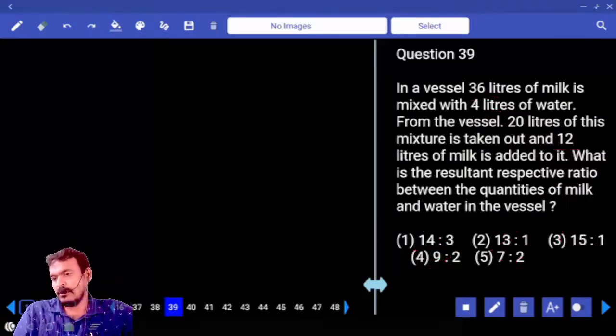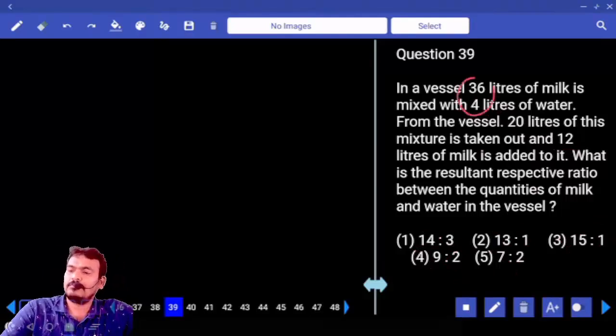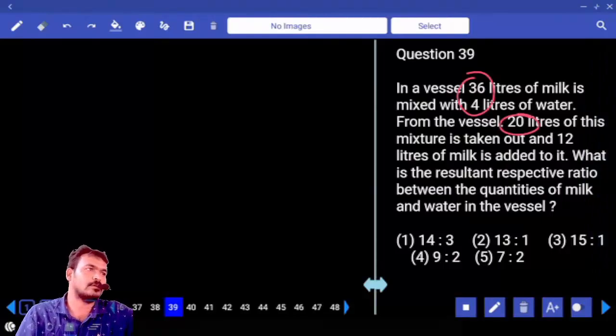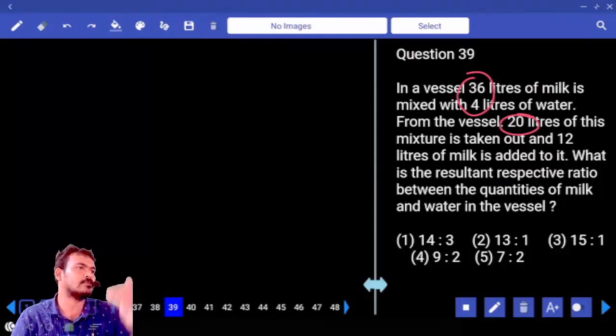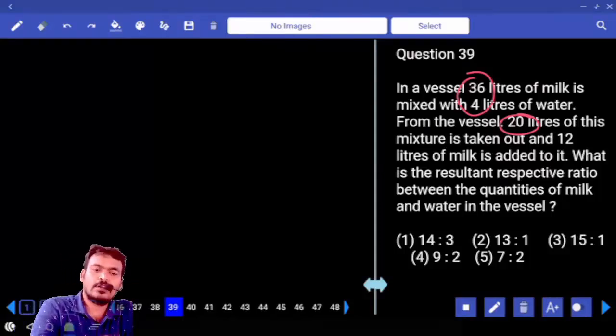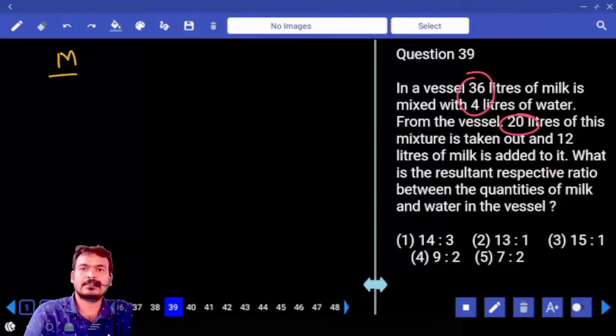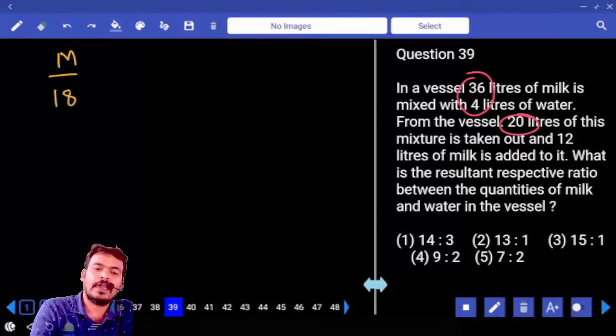Or, what is the initial mixture? 40. In that how many liters are taken? 20 liters. Means almost half quantity are removed or not? Half quantity are removed. Means mixture is half removed, means milk also half, water also half removed or not? What is the initial milk? 36. Half removed means remaining 18 or not?